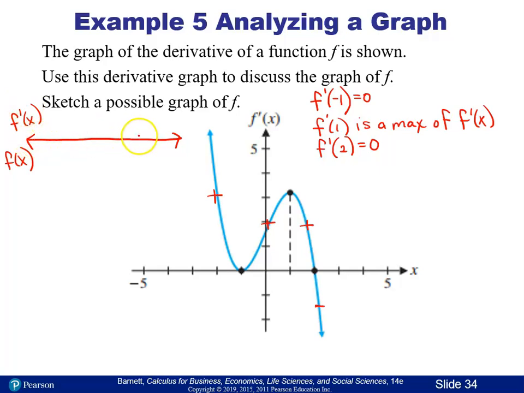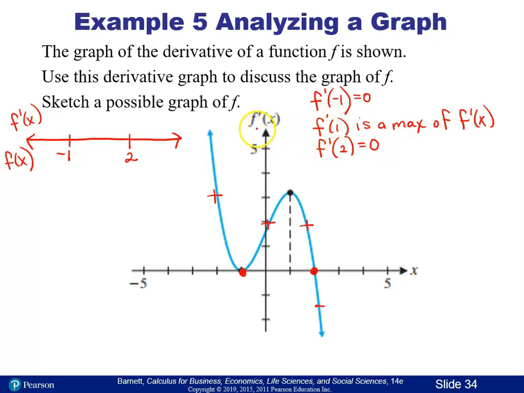So we always put on our number line the places where the first derivative equals 0. That's our critical numbers. Since this is the graph of the first derivative, the places it equals 0 are here and here. So -1 and 2 are the critical numbers for the first derivative.